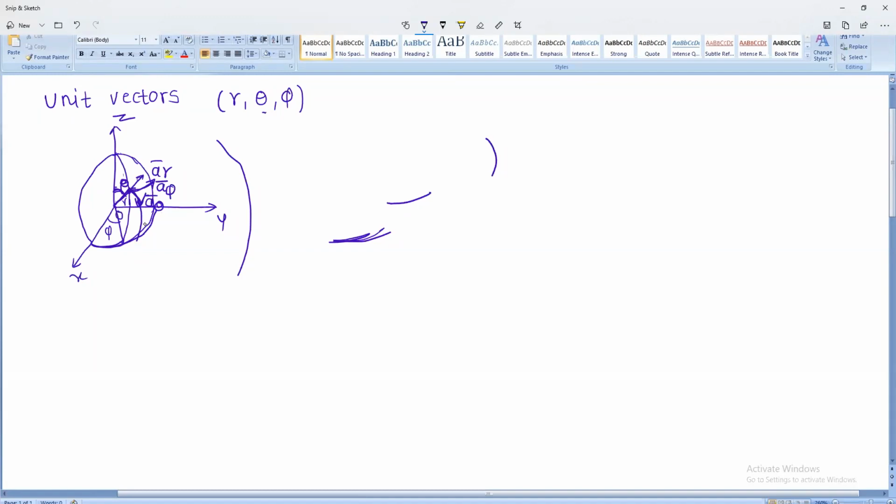And the third is phi. Phi varies like this from here to here, right? Arc. So that's why this direction is of a bar phi.